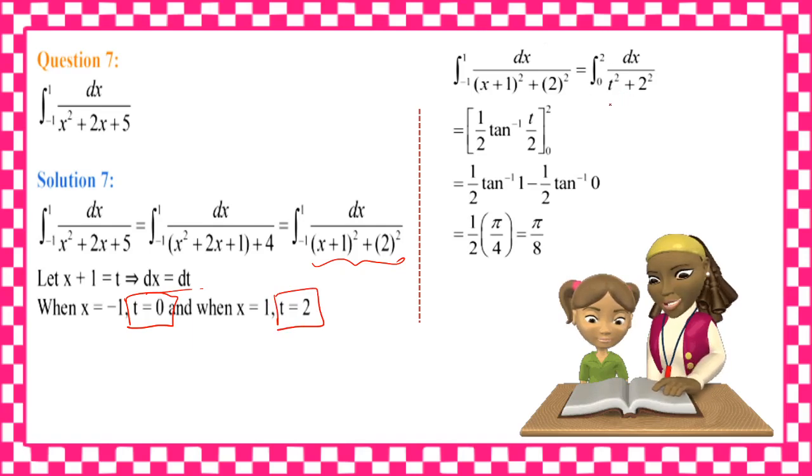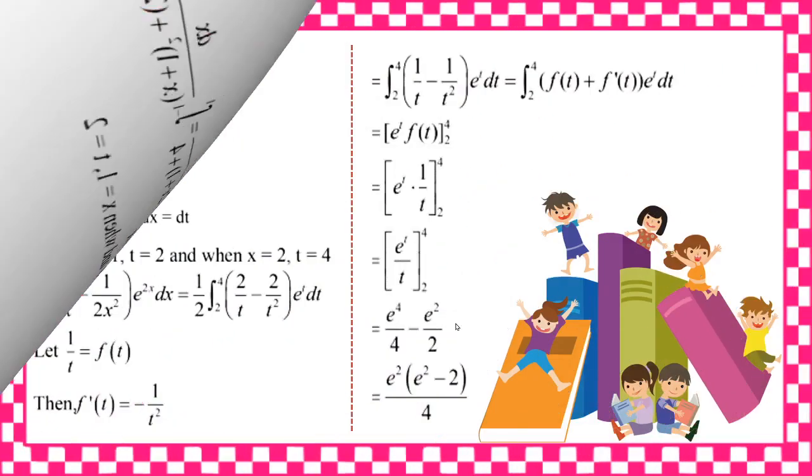t square means x square plus a square. So this is 1 by a tan inverse x by a formula, tan inverse 0. When do we have value of tan as 0? At 0 only. So this complete term will be cancelled out, and 1 we have at pi by 4. So this is pi by 8 is the final answer.